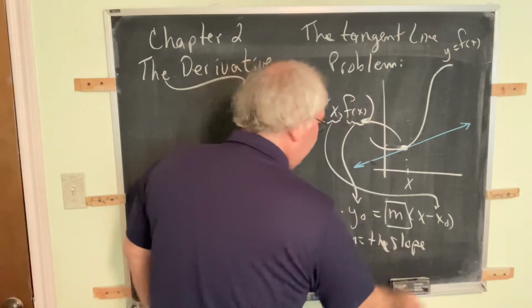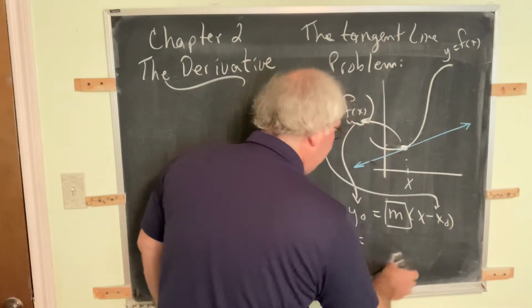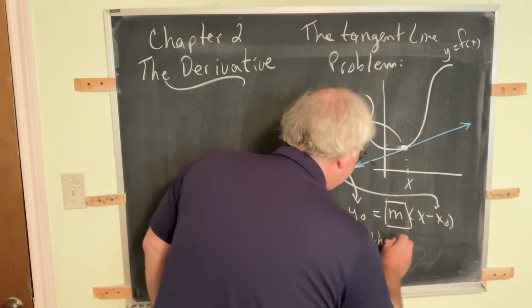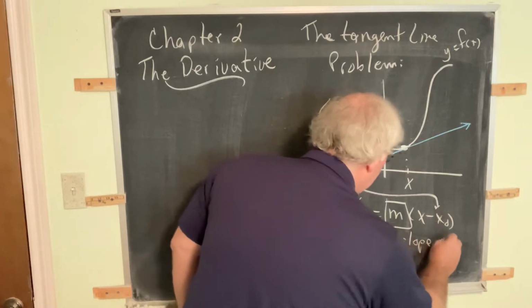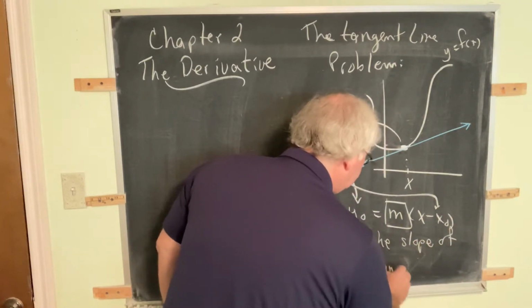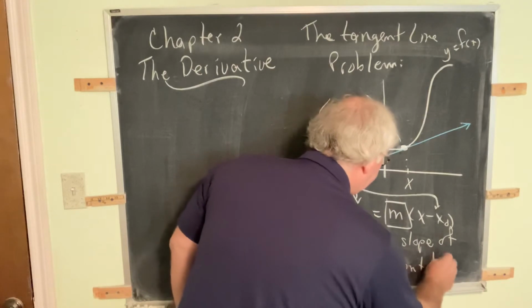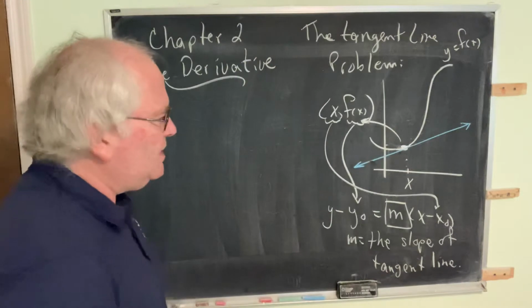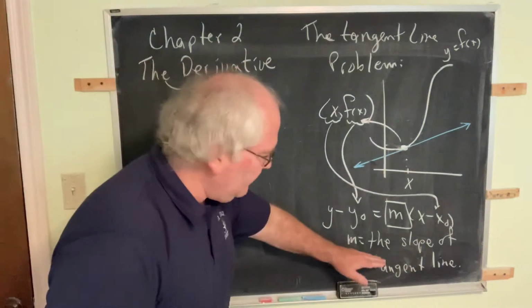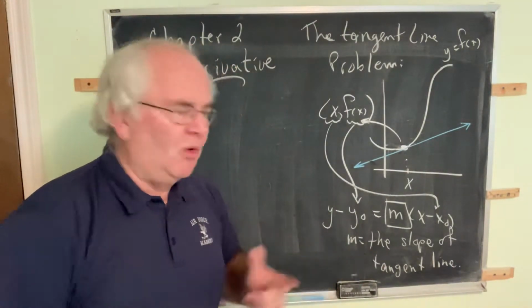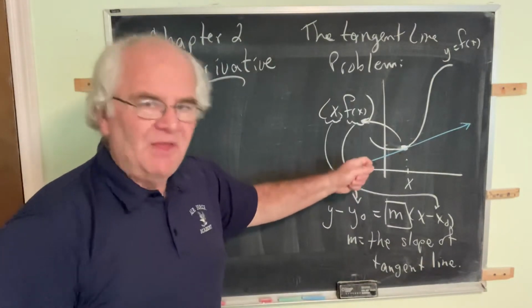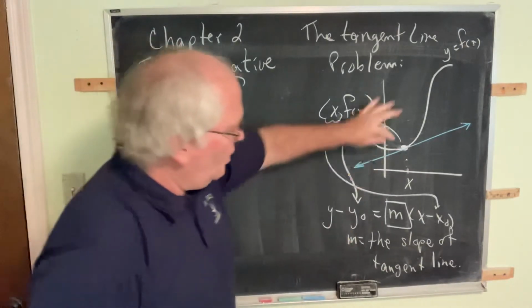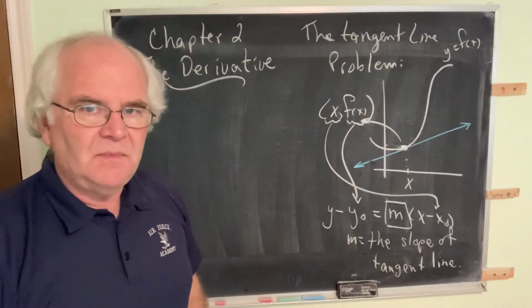And so what we're after here is the slope, and this is the big phrase we'll use over and over and over again in the calculus. It is the slope of the tangent line. The slope of the line tangent to the curve, or simply the slope of the tangent line. Now, in order to find the slope, we need to know two points that lie on this blue line. And the issue we have is we only know one point that lies on the blue line. We only know the point of tangency.